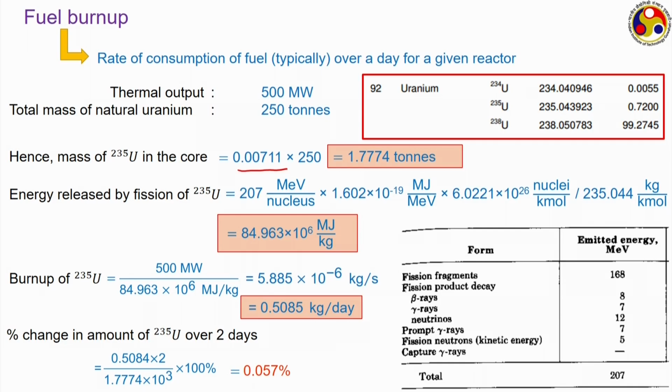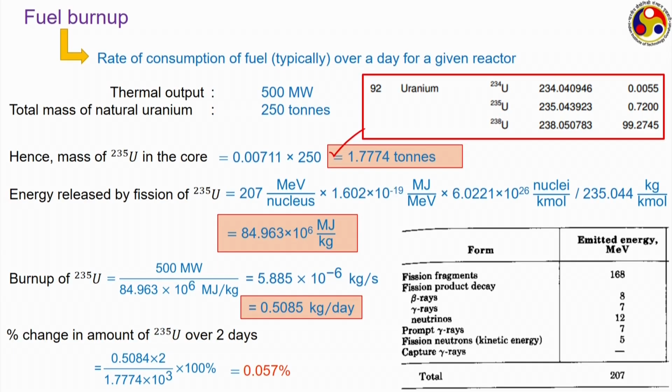To consume just 1% of this total mass of fuel, we need something like 34 to 35 days. That is why once we have loaded our reactor with this 250 tons of natural uranium, or 1.7774 tons of uranium-235, we can keep on running it for a long period of time. Theoretically, as 1% is consumed in about 35 days, it can go up to 3500 days, that is more than 9 years, without any further fuel loading.